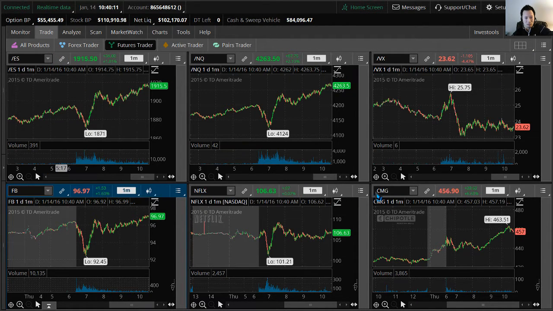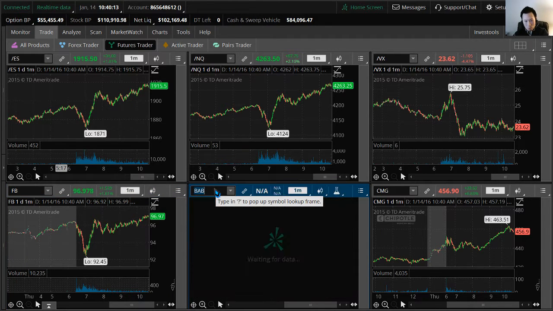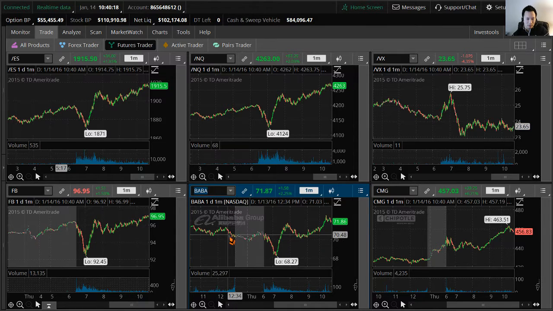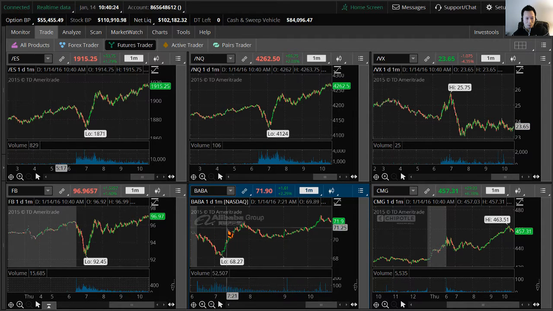Let's first just look at what BABA is doing. For me, I just see what it's doing during the day. This is an intraday chart. I just quickly take a look at what BABA is doing. It's pretty much doing what the market's been doing. It pretty much tanked in the morning and came back, and now it's settled.